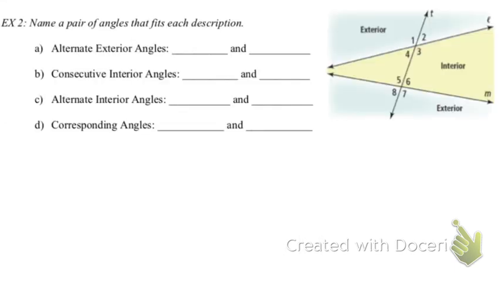We're going to go back to the bottom of the page we were previously on, the second page. And you should see this. Do you guys see this where you're at? No. I see something similar. Okay. I want you guys to fill in these 4 blanks. Give me a pair of alternate exterior, consecutive interior, aka same side interior, alternate interior, and corresponding.